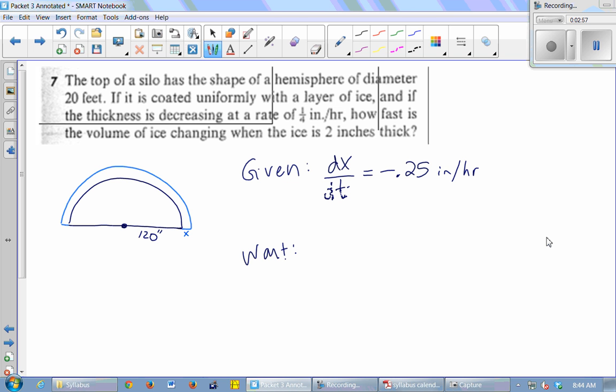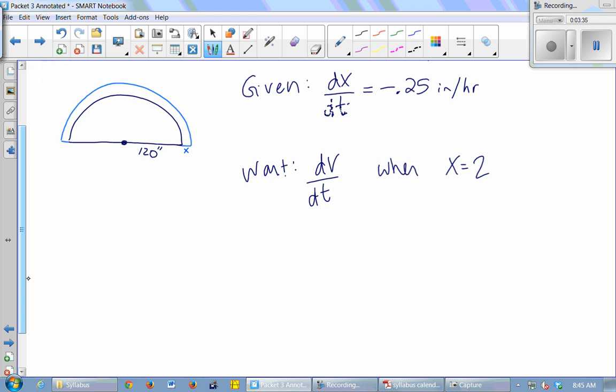And we want how fast the volume of ice is changing. So I want the rate of change of the volume of the ice. So we'll call that dV/dt, letting V be the volume of the ice. Okay, so how fast is the volume changing when x is 2, right? When the thickness of the ice is 2 inches. All right, so I have to come up with some equation that relates V and x. V is the volume of the ice, not the volume inside the silo, but just of the ice.